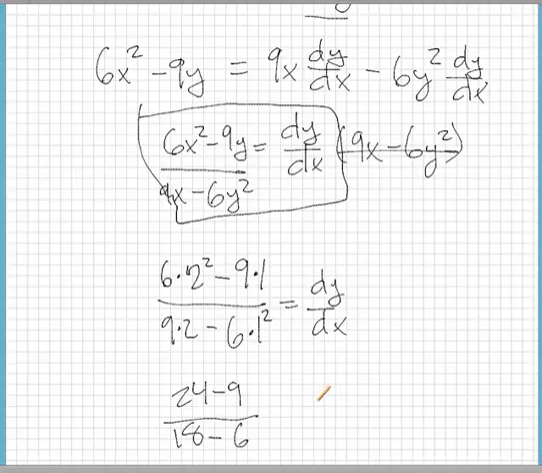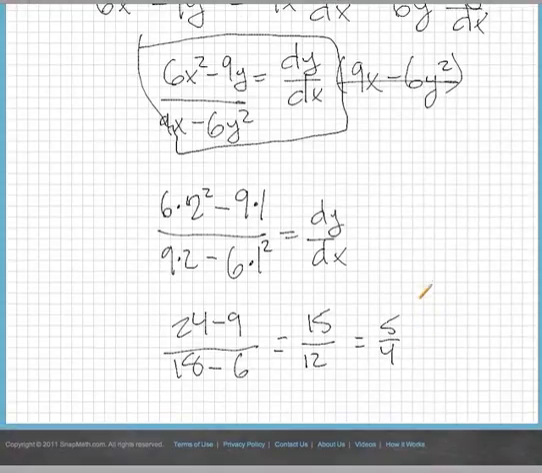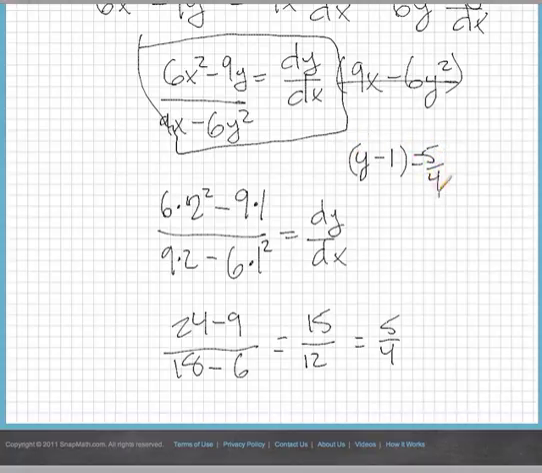So that equals 15 over 12. And then divide each of those by 3, you get 5 over 4 is our slope, and we can plug that into our point-slope formula to get the tangent line. So y minus 1 equals 5/4 (x minus 2). And that's our tangent line.